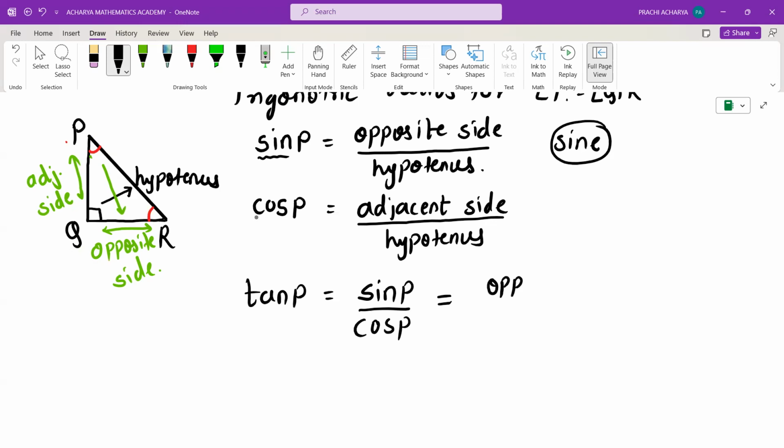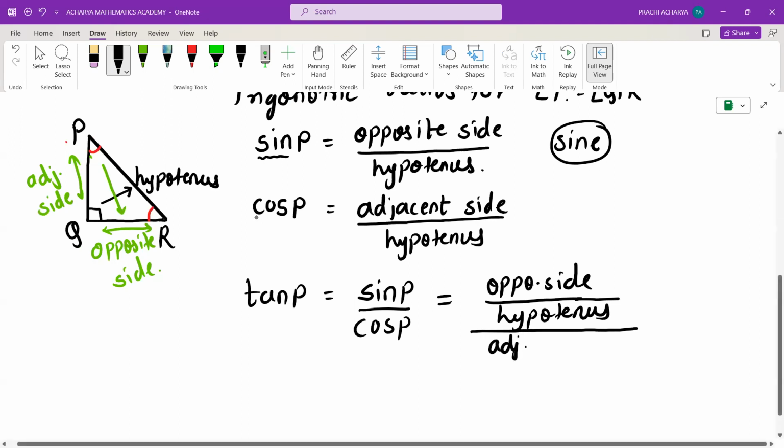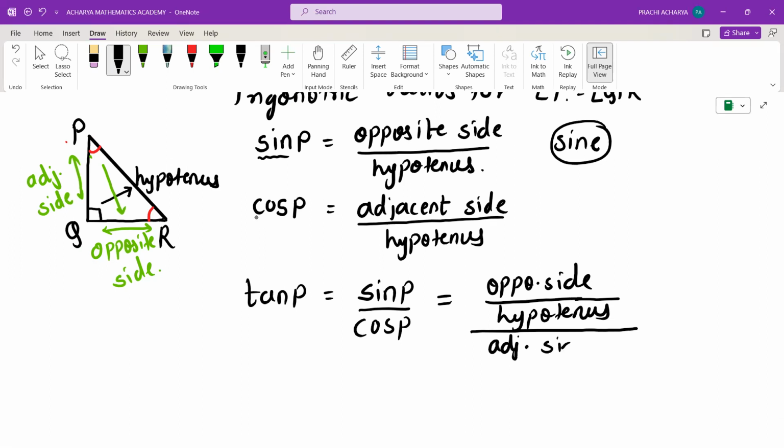Opposite side upon hypotenuse. And again, it is divided by cos P. So cos P is adjacent. We'll be writing ADJ for adjacent only. So it is understood, this is adjacent. Adjacent side upon hypotenuse.